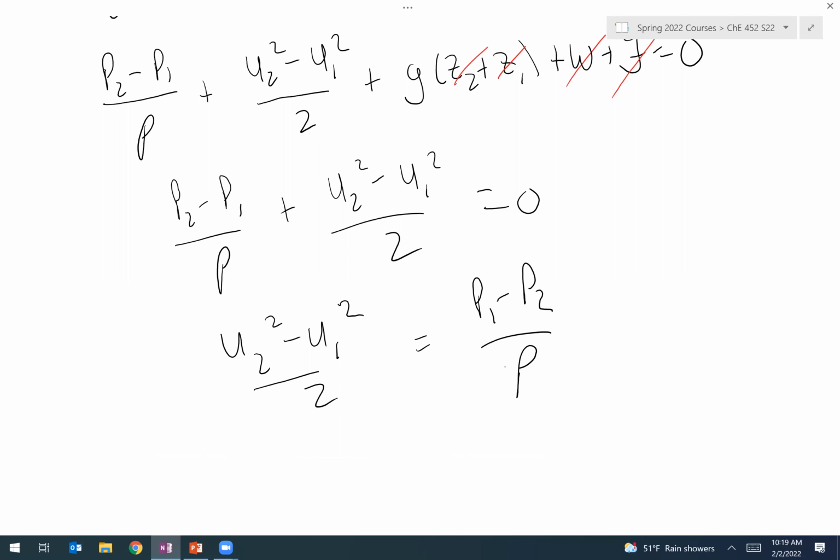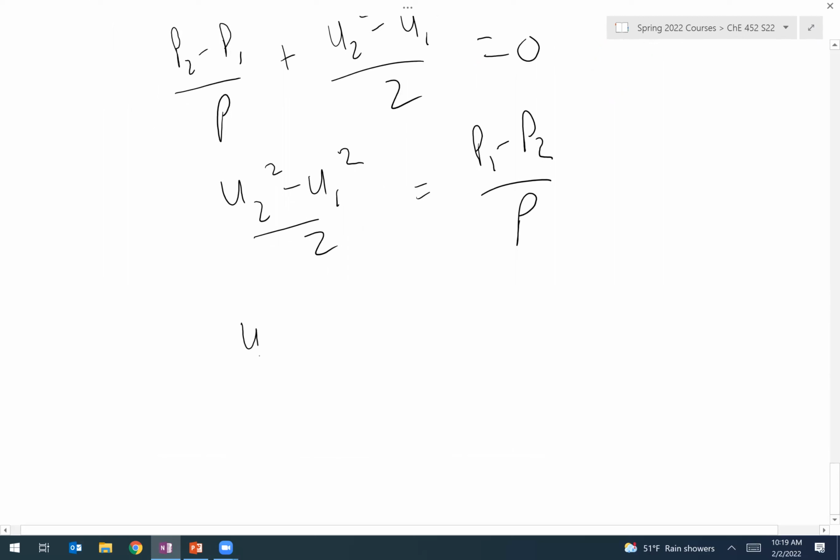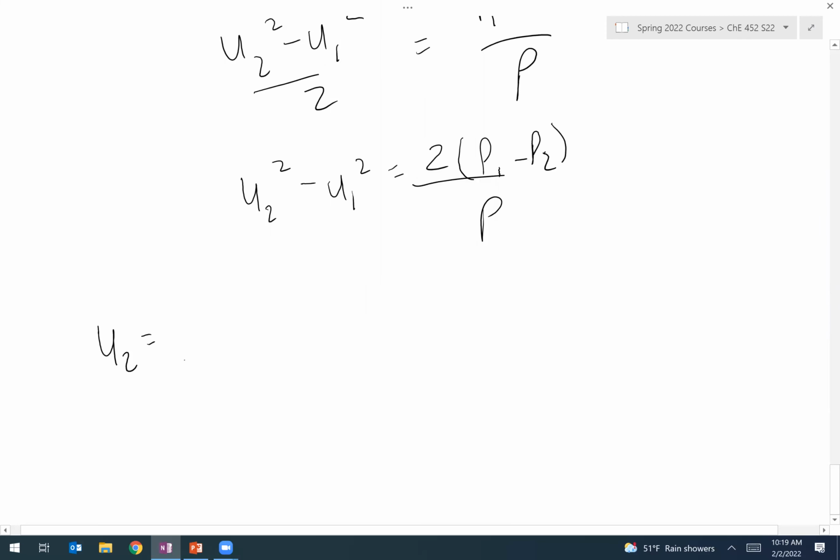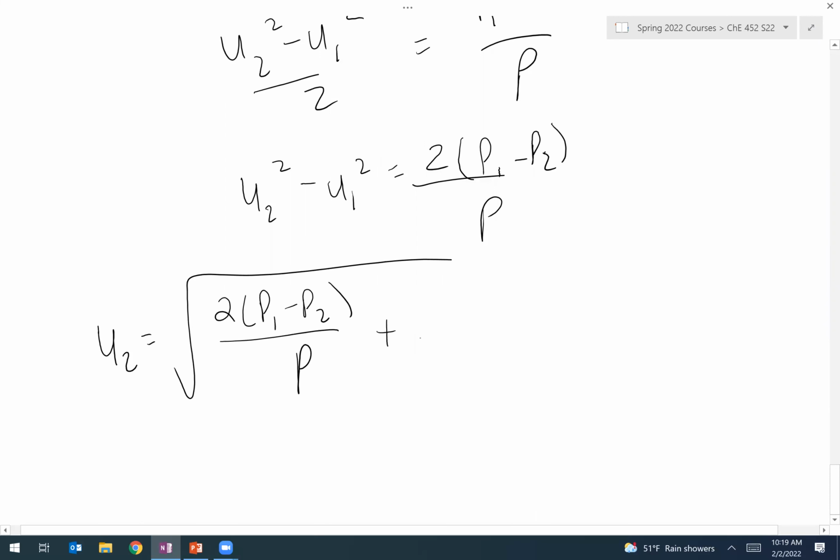So with that in mind, what I can do is some algebra and say, well, P1 minus P2 times 2 over rho is equal to U2 squared minus U1 squared. Do some more math and say U2 is equal to the square root of 2 times P1 minus P2 over rho plus U1 squared. So I didn't need to do any calculations, just a little bit of algebra with the equation. And I can say, okay, I know my discharge velocity is going to be equal to this equation.